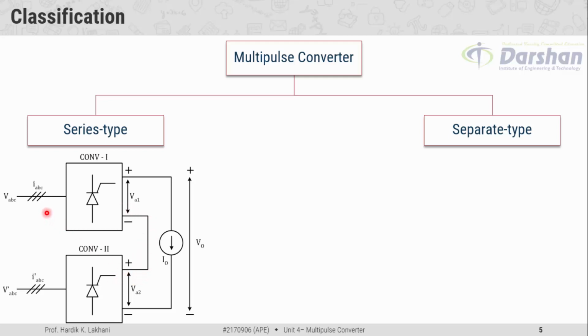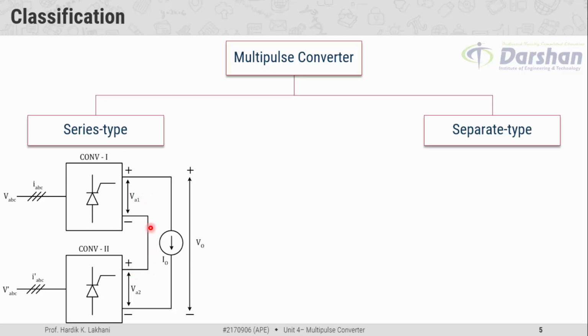Input to the first converter is 3-phase AC, input to the second converter is also 3-phase AC, but the upper 3-phase AC and the lower 3-phase AC are different. These 3-phase AC supplies are produced using the phase shifting transformer before this stage. So this 6-phase supply is given to converter 1 and converter 2, which are connected in series fashion on their output side.